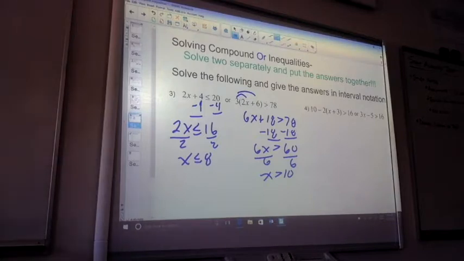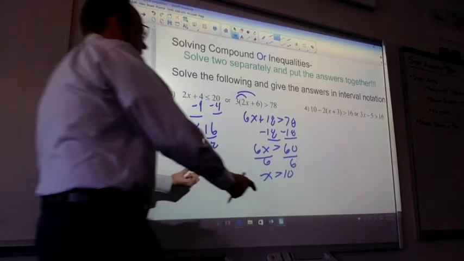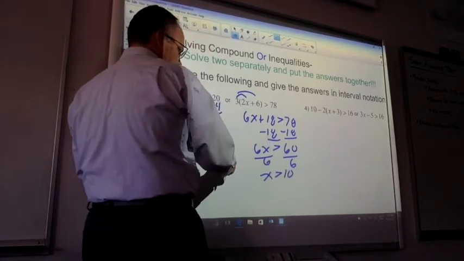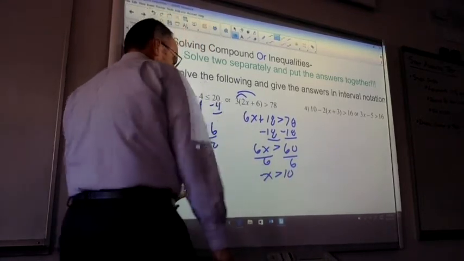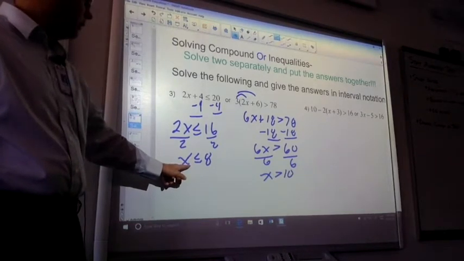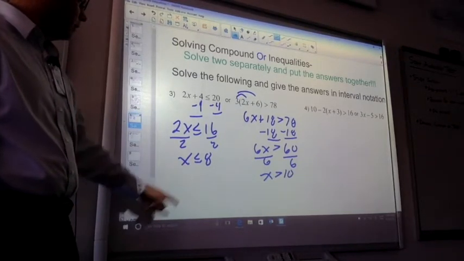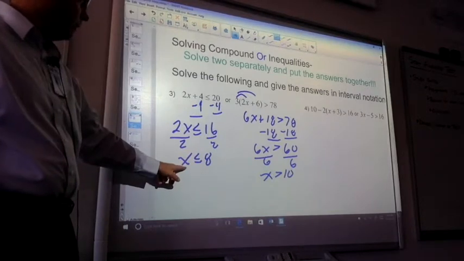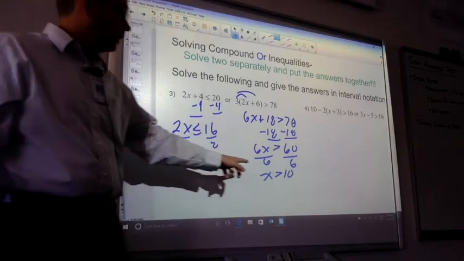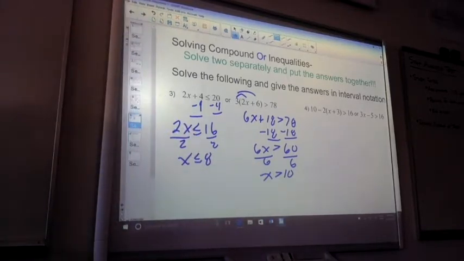Okay, I cannot put these back together. These started as an or. The only way you can put these back together is write the word or in between the two. So I want values that are greater than 8, or excuse me, less than 8. And I want values that are greater than 10. Values that are less than 8, greater than 10. So let's think about on a number line what that's going to look like.